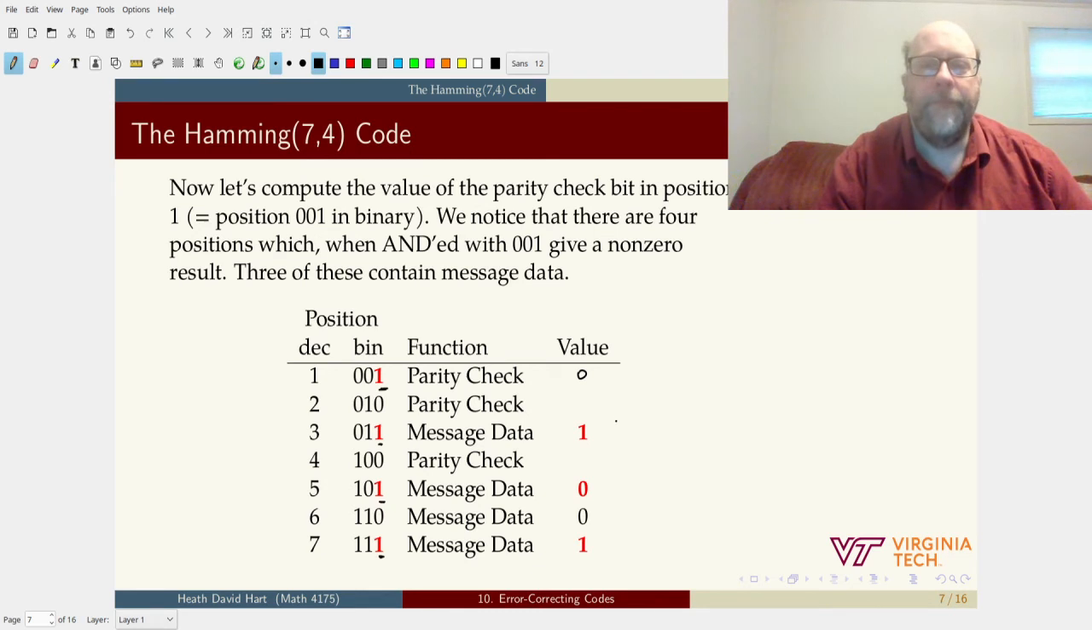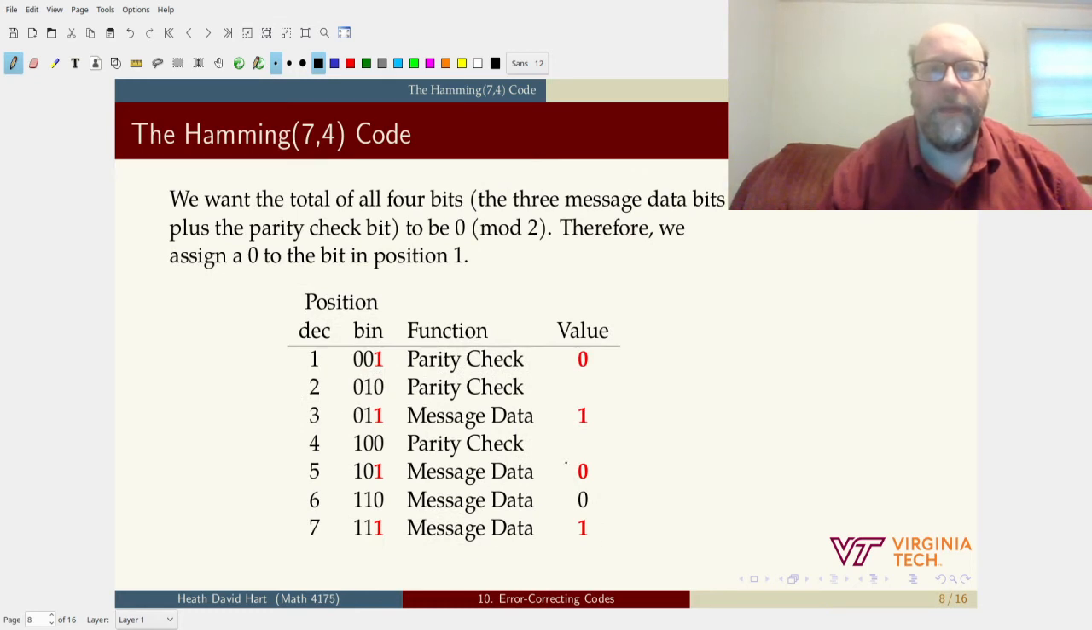All right. So that's the idea. So that if I look at all of the positions that have a 1 for its third digit, then those have an even number of 1s. Okay? In other words, we want the total to be 0 mod 2. That's where the 0 comes from. And then we do the same thing for the other 2 bits.